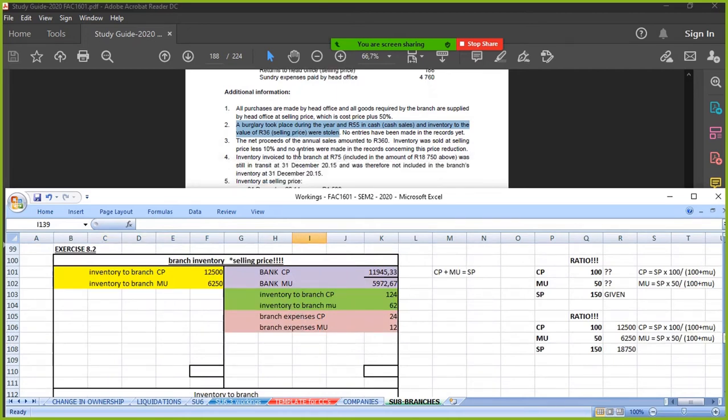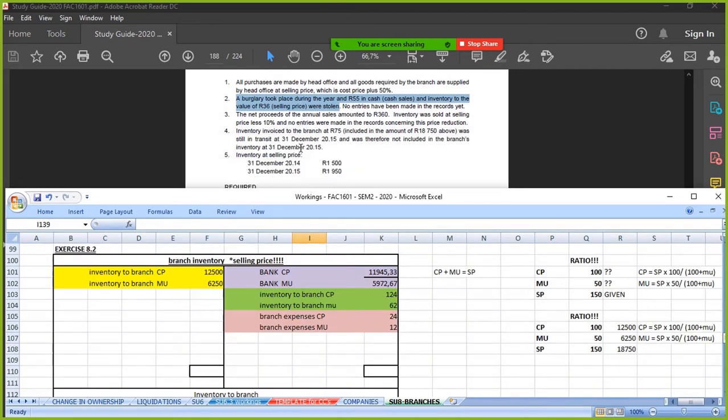All right, next, number 3. They say the net proceeds of the annual sales amount to 360. Net proceeds means after they've taken something out. Inventory was sold at selling price less a 10% discount. Because we're looking at selling price, I have to provide for the discount. So that's important to note. What else do they say? No entries were made in the records concerning this price reduction.